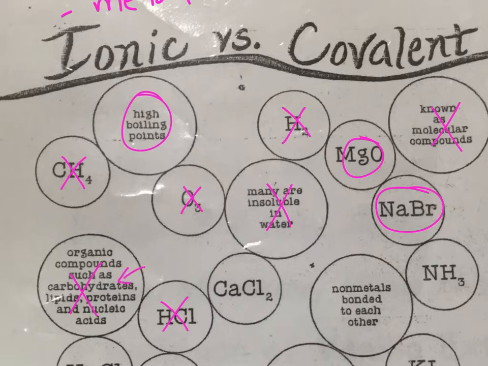Sorry, I was thinking back to this. So last year in bio, you guys saw a lot of phosphorus and nitrogen and oxygen and carbon. That's kind of what that one was based off of, just so you know, okay? All right, calcium chloride. Ionic. Nonmetals bonded to each other. Covalent. Nitrogen trihydride or ammonia. This is covalent.